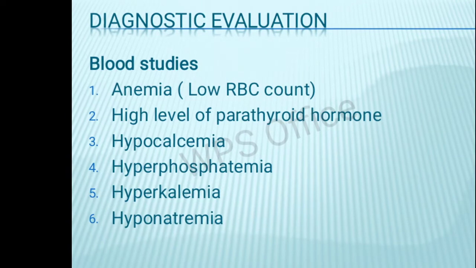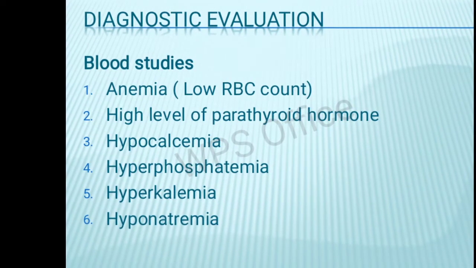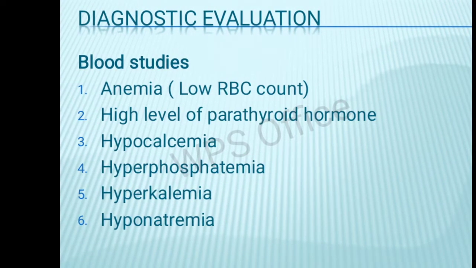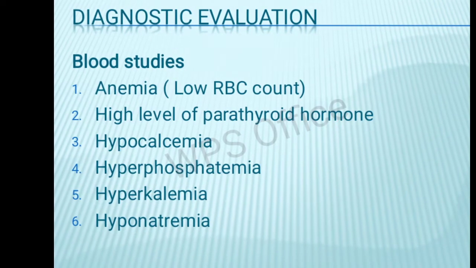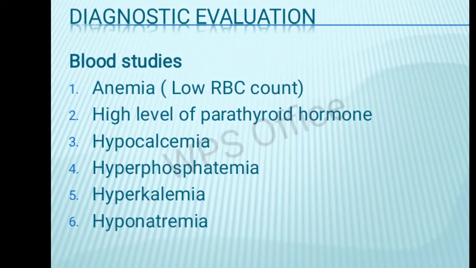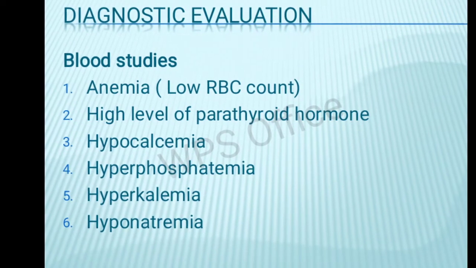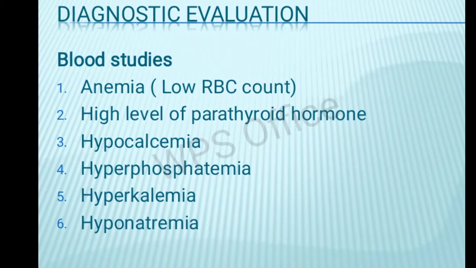Then next is the diagnostic evaluations. Under the blood studies, what will happen? In the signs and symptoms also, we have known that the person will be suffering from anemia. Okay, that is after doing the blood test, they will confirm the low red blood cell count. RBC count will be low. Then there will be high level of parathyroid hormones also.